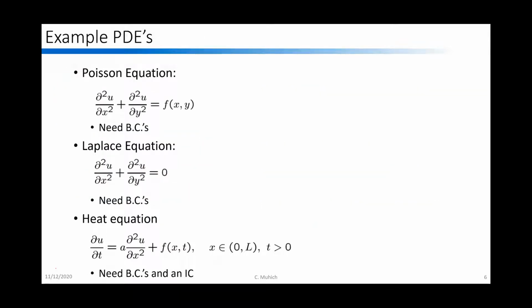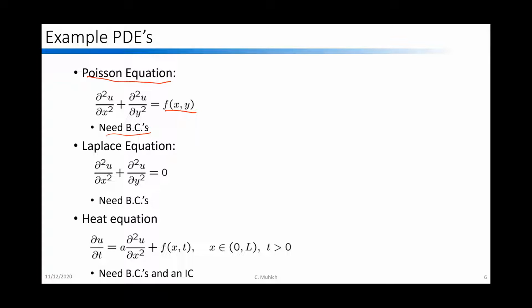let's go through a few examples of different types of PDEs that we encounter a lot as engineers. So the first type of equation is called the Poisson equation. This would say that the second partial derivative of u with respect to x, plus the second partial derivative of u with respect to y, is some function of x and y. In this case, we need boundary conditions. We need to know what's happening on the different edges of our equation.